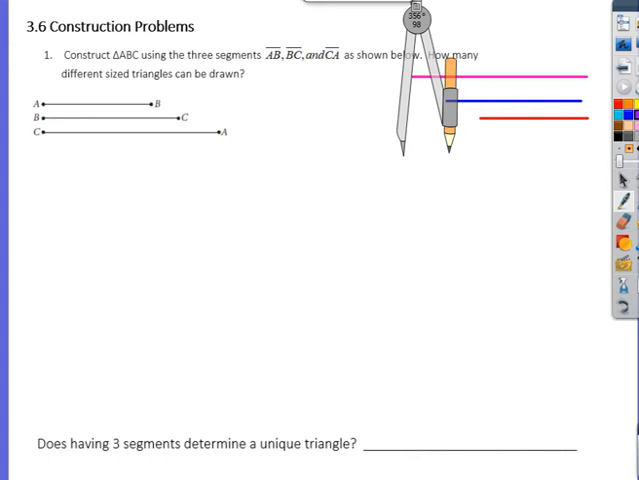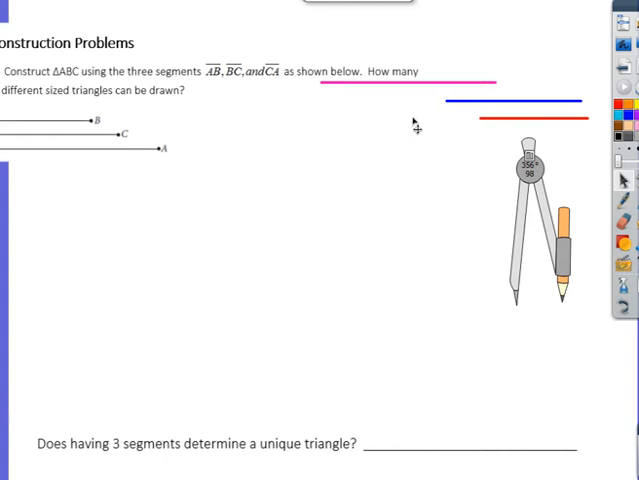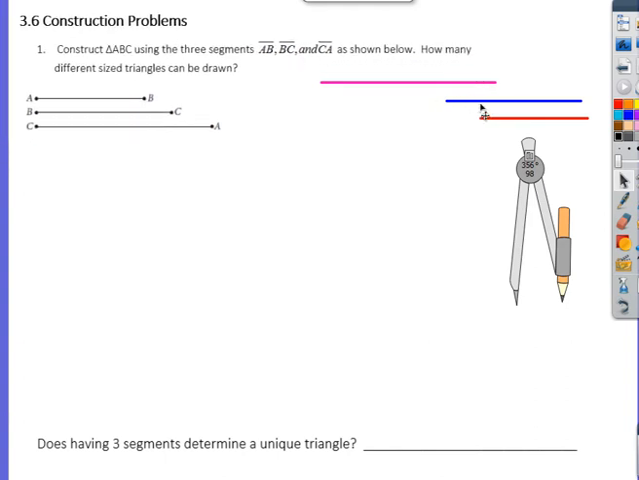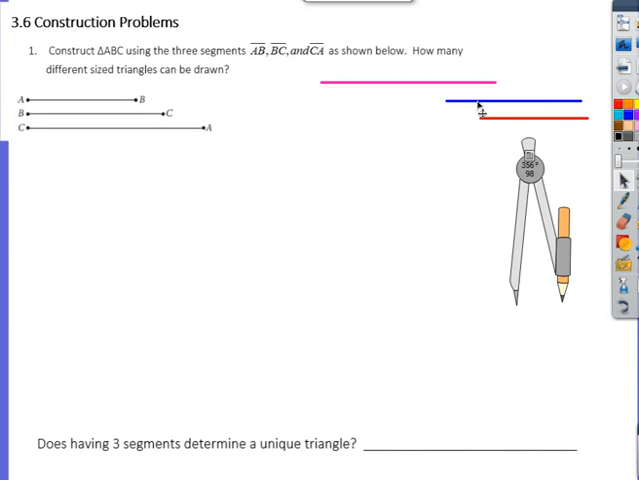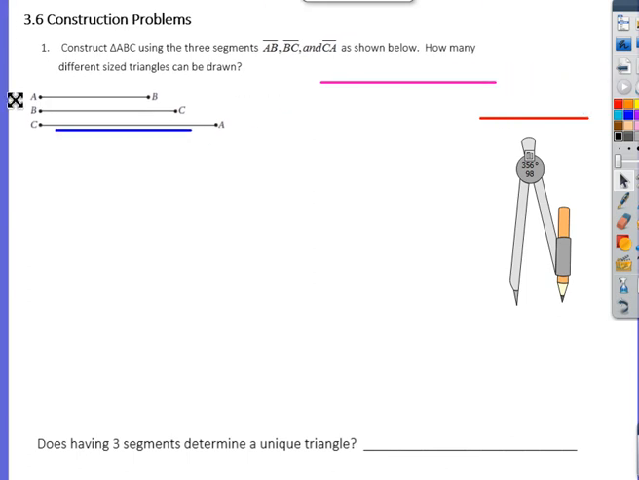And what we're doing here is constructing a triangle using these 3 segments, AB, BC, and CA. If you see on the right, these pink, purple, beautiful color, it's the same length as CA. Blue, bright sky blue color, if I can grab it, which I cannot. It's the same length as BC, and if you trust me, which you probably don't, AB and the red are the same.